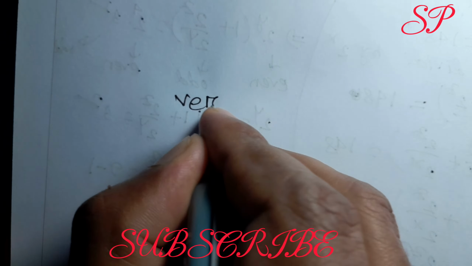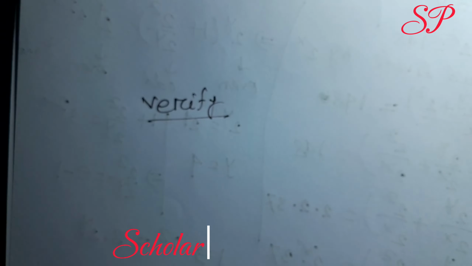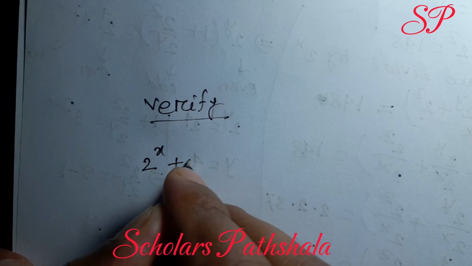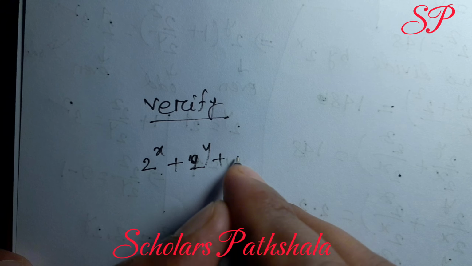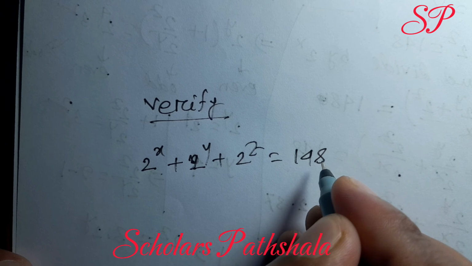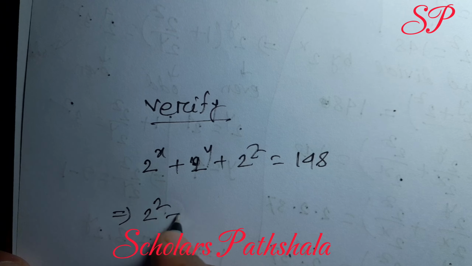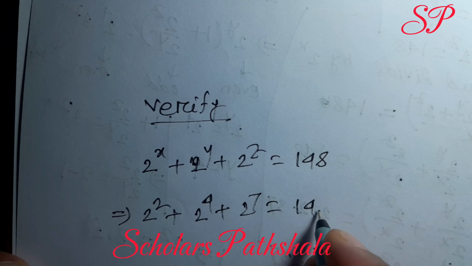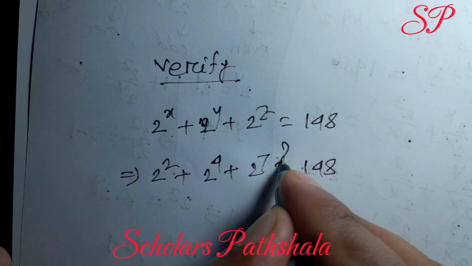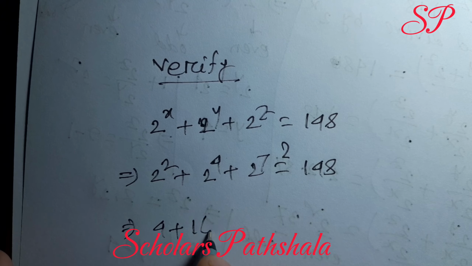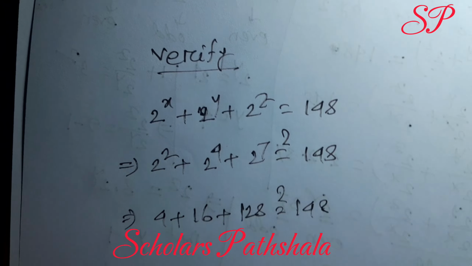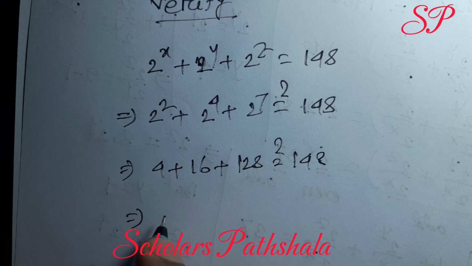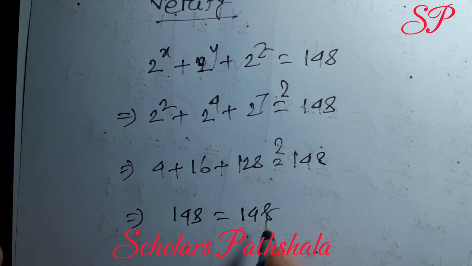Now verify 2^x + 2^y + 2^z is equal to 148. So 2^2 + 2^4 + 2^7 is equal to 4 plus 16 plus 128 is equal to 148. So 148 is equal to 148.